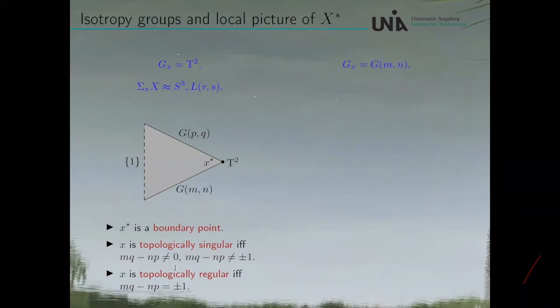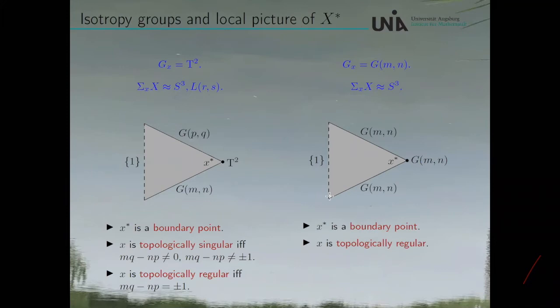And then we have the circle subgroups. For those points whose isotropic groups are circle subgroups, the space of directions is S3. Again, we have such local picture for the orbit space. And as you see here, X star is on the boundary, and this whole arc has GMN as its isotropic group. As I said, it's a boundary point. It's topologically regular because space of direction is S3.